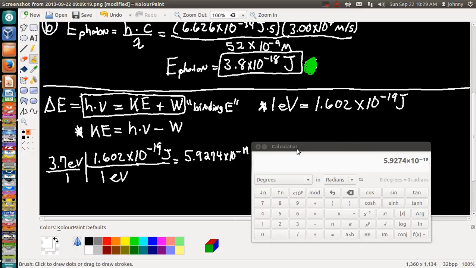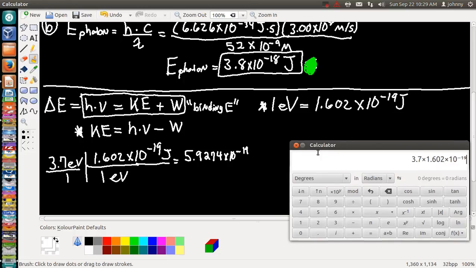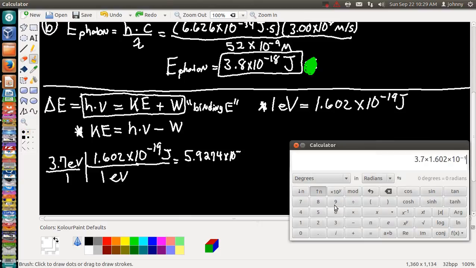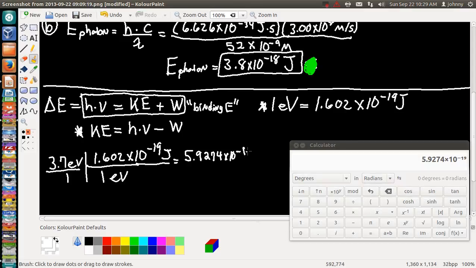Alright. Sorry, folks, that's ugly penmanship. To the negative 19. Ain't that what it was? Oops, I erased some of it. 3.7 times 1.602 times 10 to the negative 19. Yeah, that's 5.9274 times 10 to the negative 19. Alright, now the units are joules.